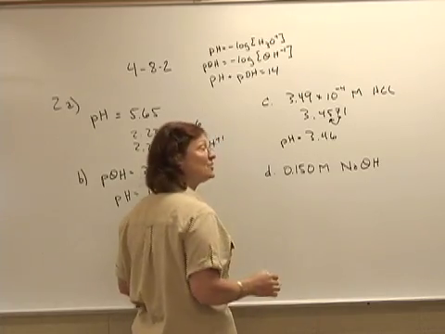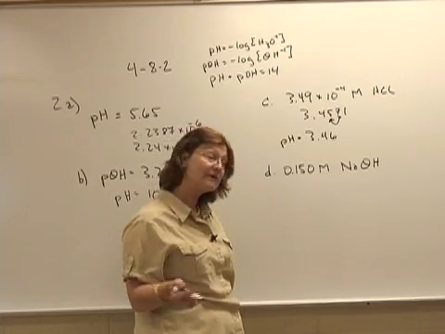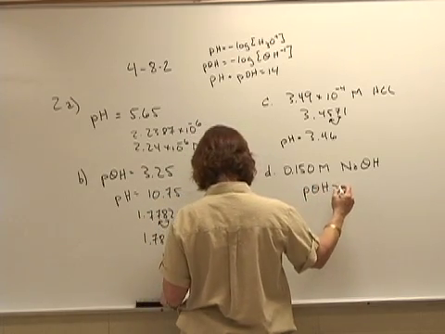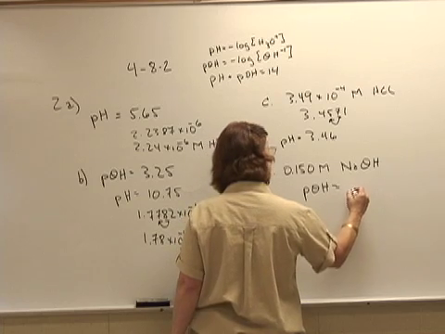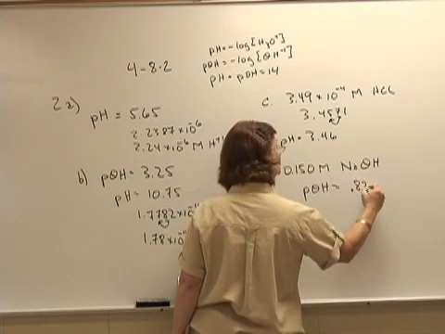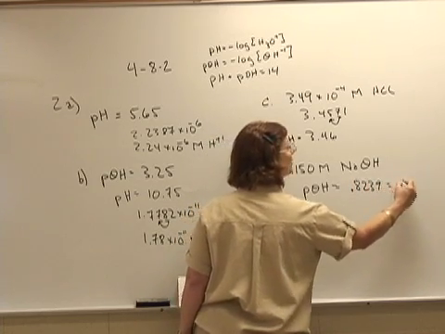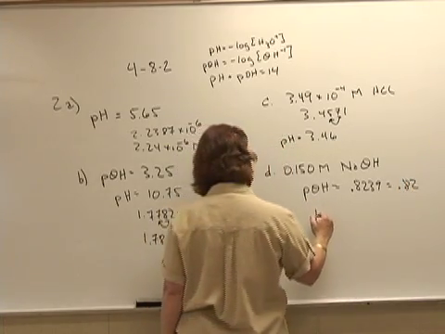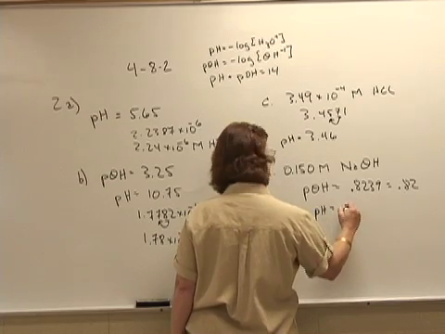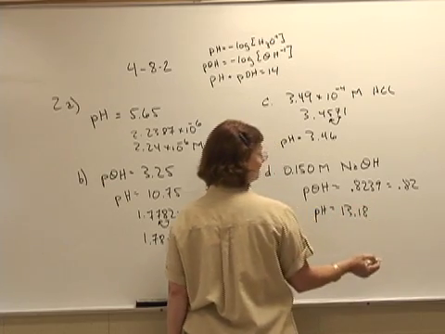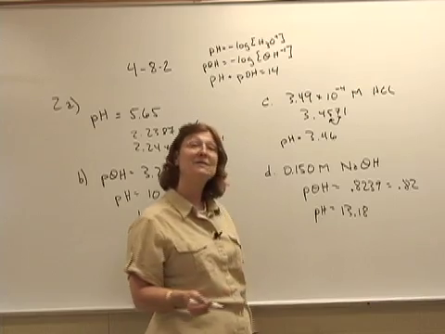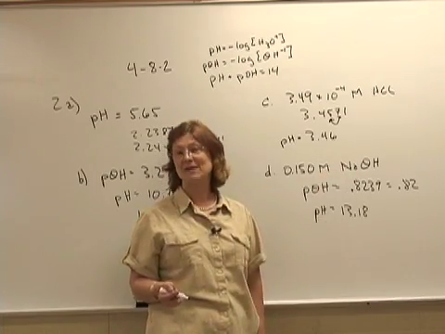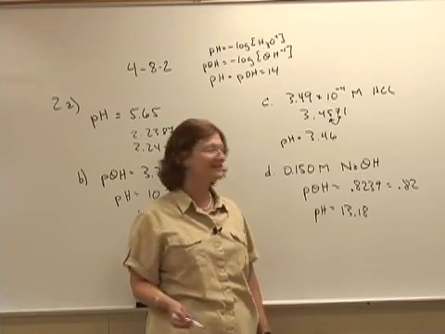Now here I'm given a hydroxide, and therefore when I take the log of this number, I get a pOH. And my pOH is 0.8239, or 0.82. Then I subtract from 14, and I get a pH of 13.18, which would show that it is very basic, very alkaline, because it's a base. Well, that makes perfect sense.